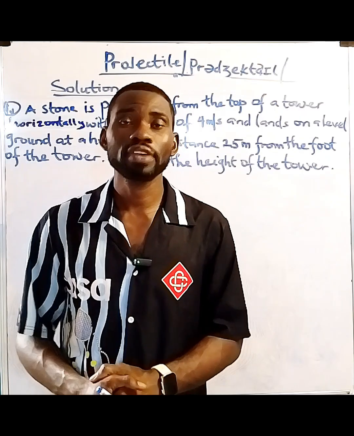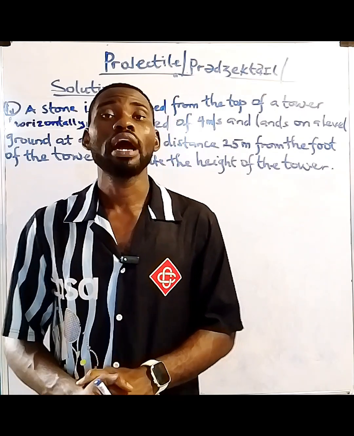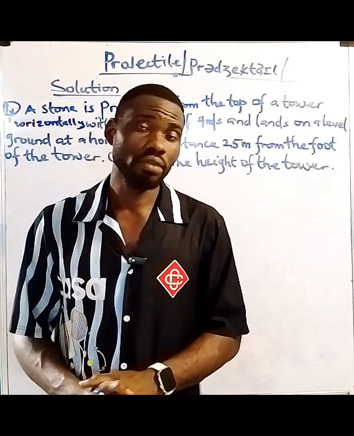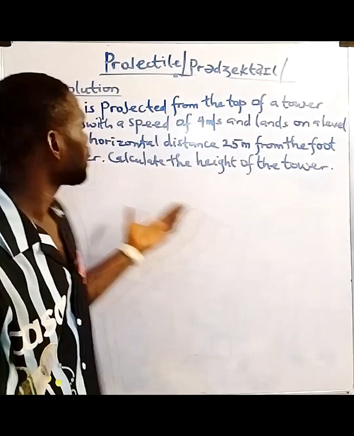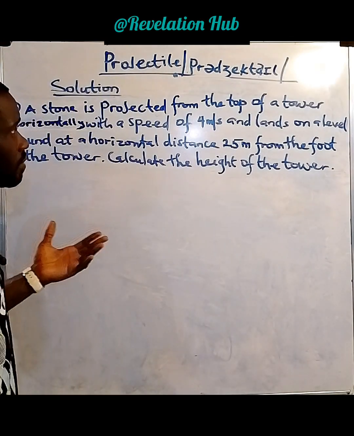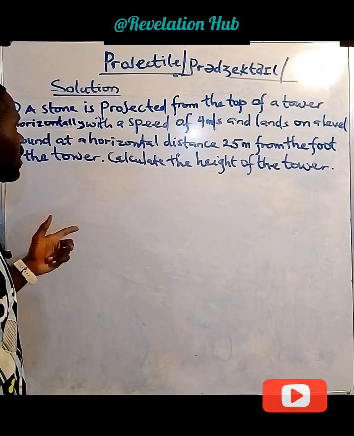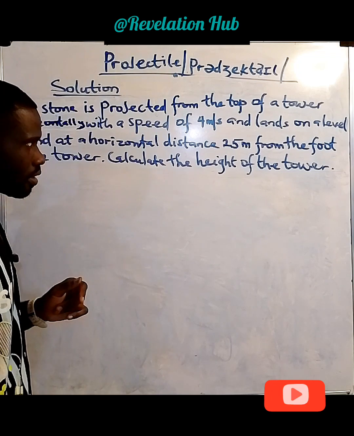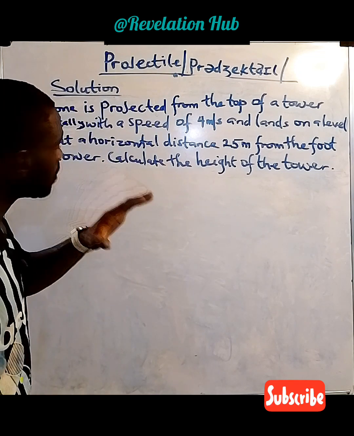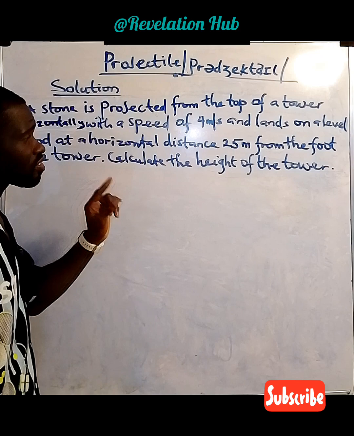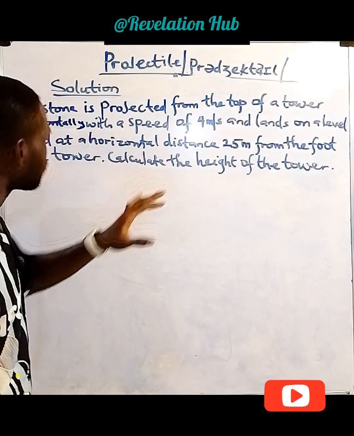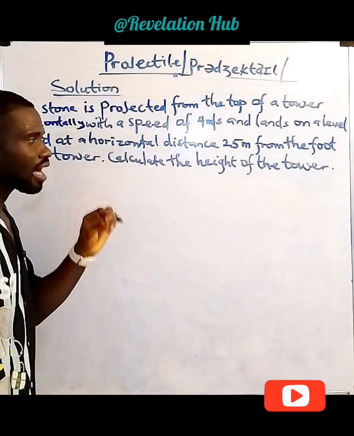Okay, fams, let's solve together the very final question we were given as a take home in our previous lesson on projectile. Right here, we have a stone projected from the top of the tower horizontally with a speed of 4 meters per second and lands on level ground at a horizontal distance of 25 meters from the foot of the tower. Calculate the height of the tower.